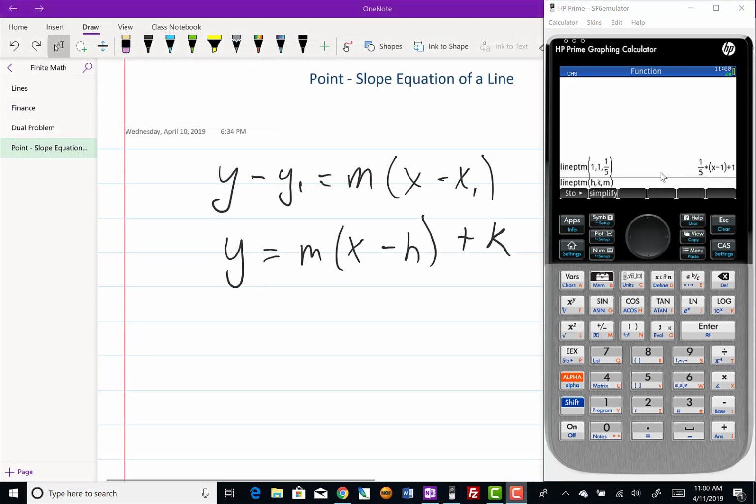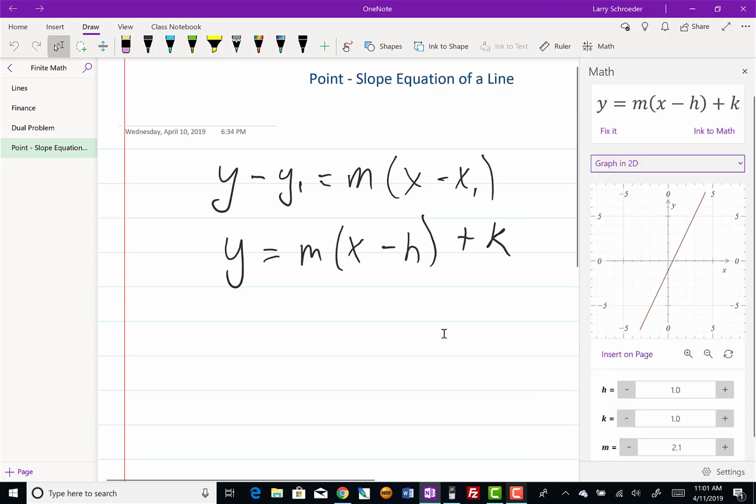A few seconds ago, we did the problem with 1, 1 and slope of 1/5. Well, what if we change this to HK and a slope of M? So we'll press enter and it tells us that it's M x minus h plus k. Now it didn't write this as x minus h plus k, it wrote it as minus h plus x, but that's the same thing. So now we're going to take a look at how this works in OneNote.